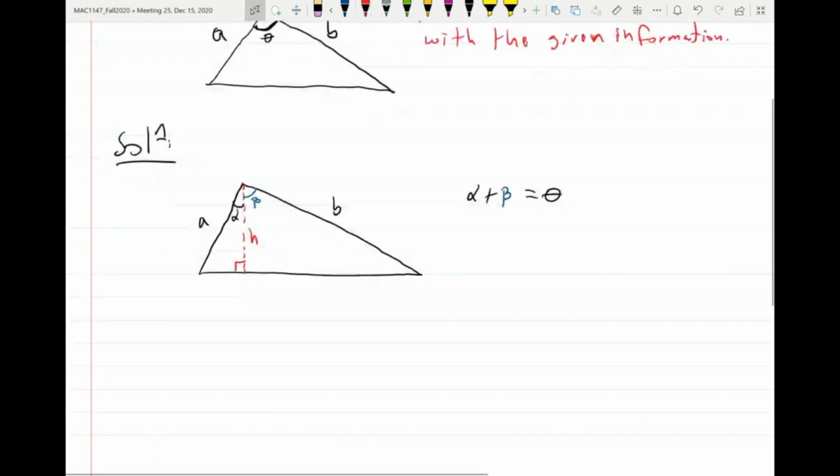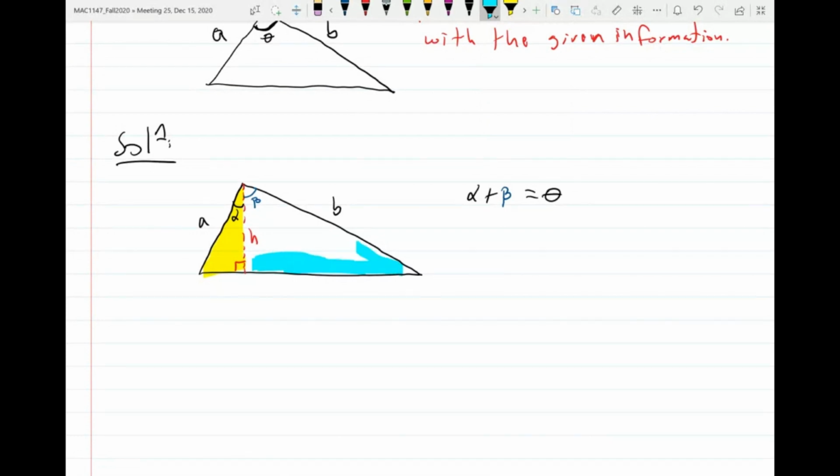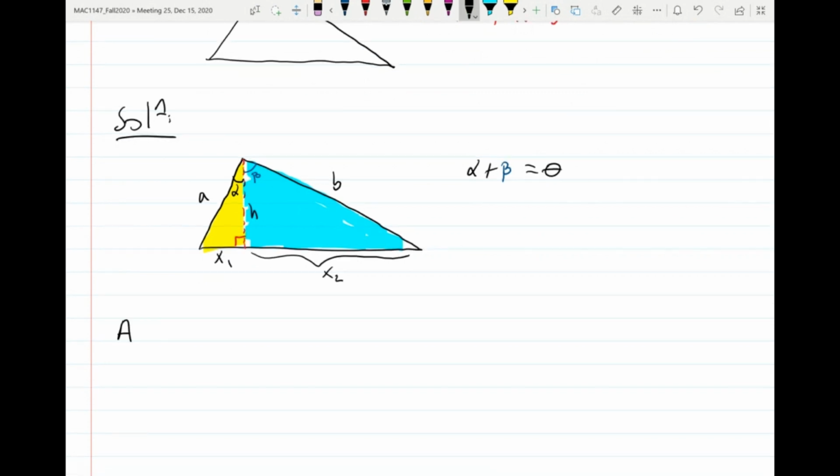All right, so now I just want you to look at this picture and realize that there are two triangles here. We have this yellow triangle, and then of course we have the other triangle, and they are both right triangles. And we have a very nice way of calculating the area of a triangle. So how do we find the area of a right triangle? We just multiply the two legs and divide them by 2, right? So I'm gonna call this piece here x1, and then this other piece here, let's call it x2.